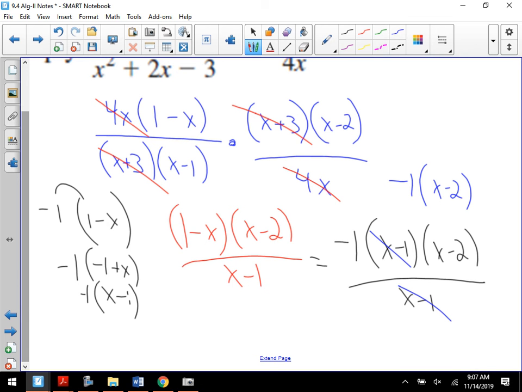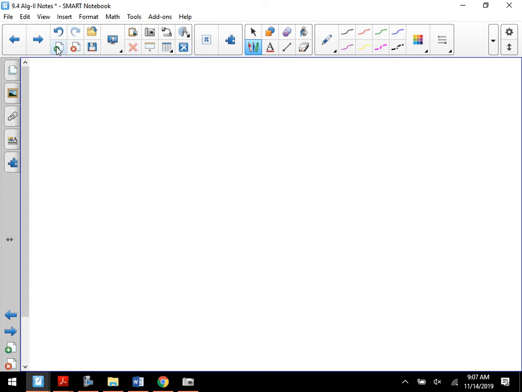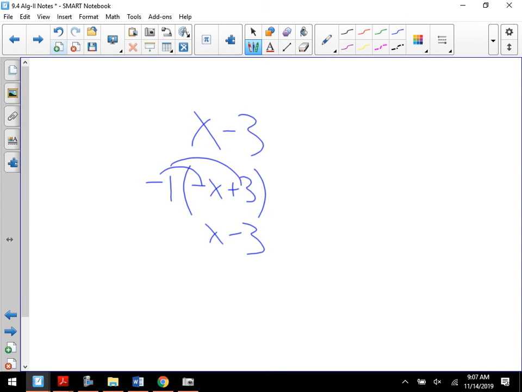Just off of this first piece here, think of it as a GCF. Can I take a 1 out of anything? Remember, if I want to take a negative 1 out of this, I get negative x plus 3, because if I distribute it in, I get x minus 3. That's all I'm doing, and then you just flip the order.